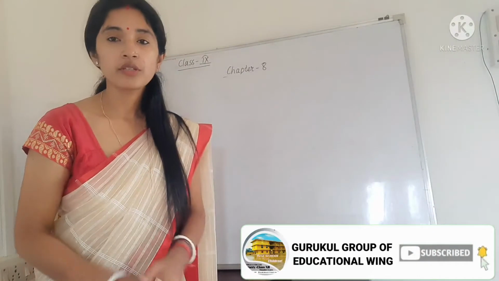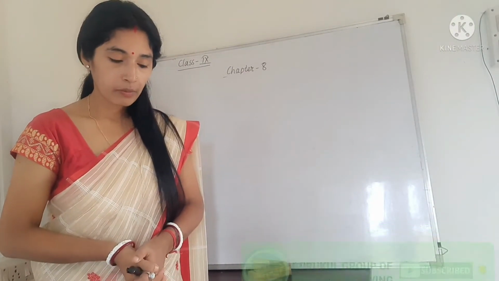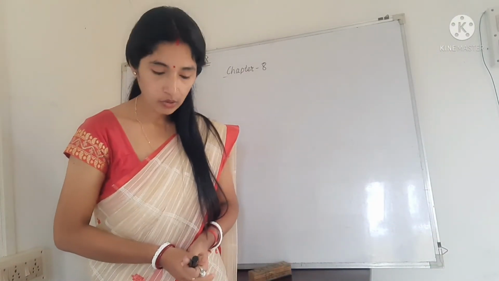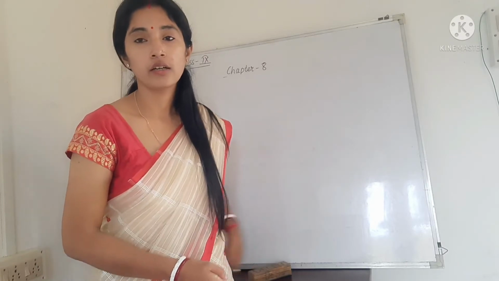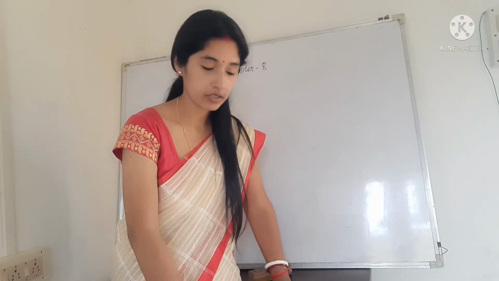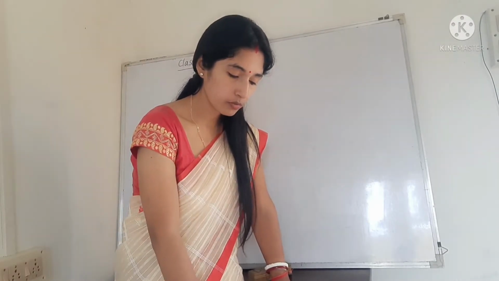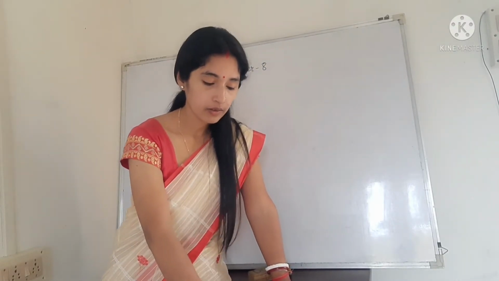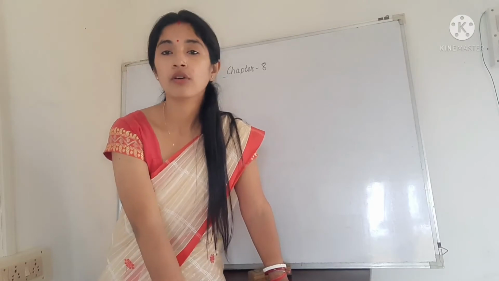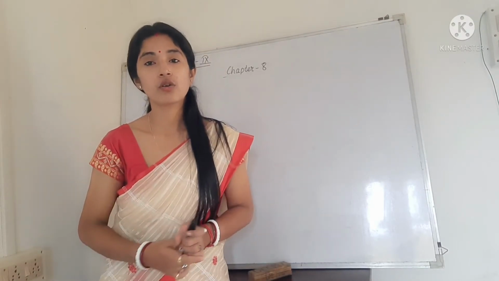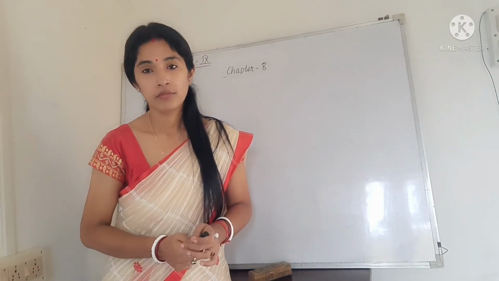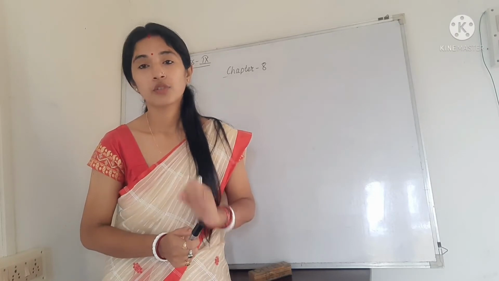The next theorem is theorem 8.2: in a parallelogram, opposite sides are equal. We already know that in a parallelogram, opposite sides are equal. Similarly, there are some more theorems. You can easily learn this theorem, and you have to remember it, because whenever you are doing the questions, you have to write the sentence of the theorem.